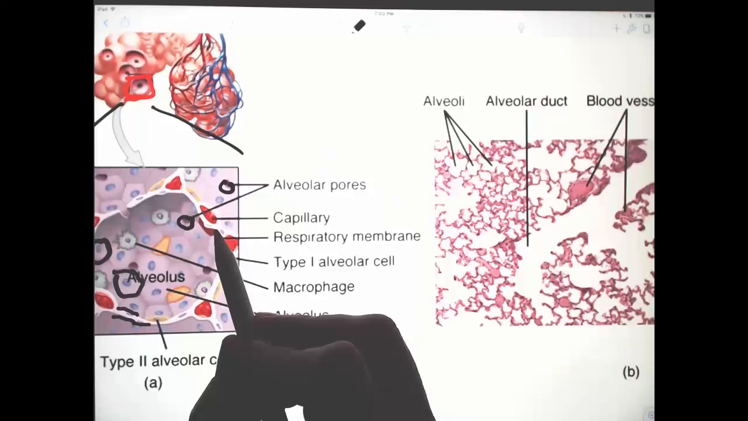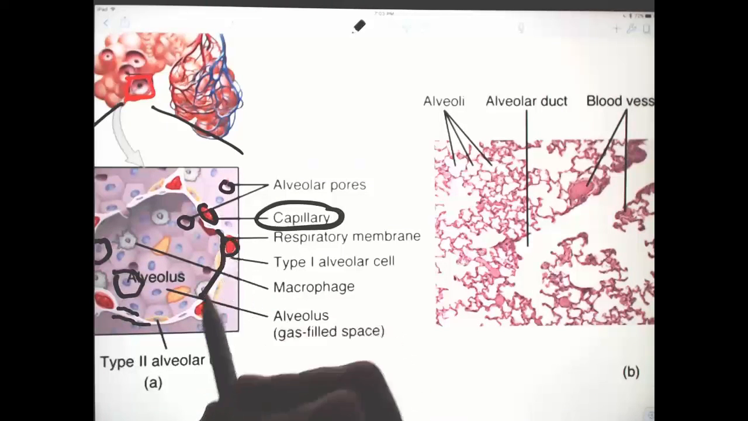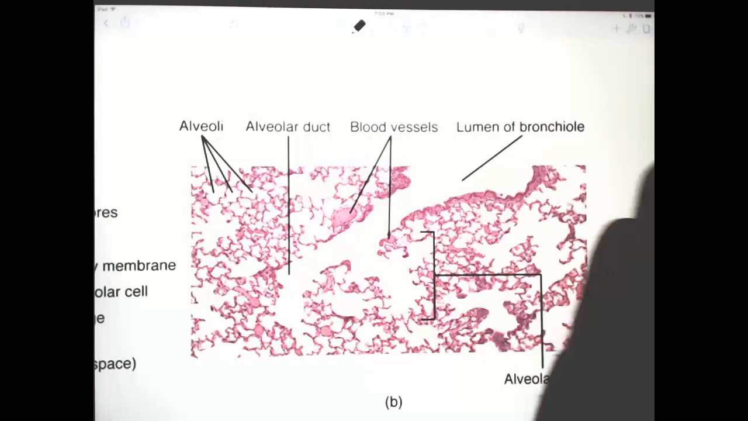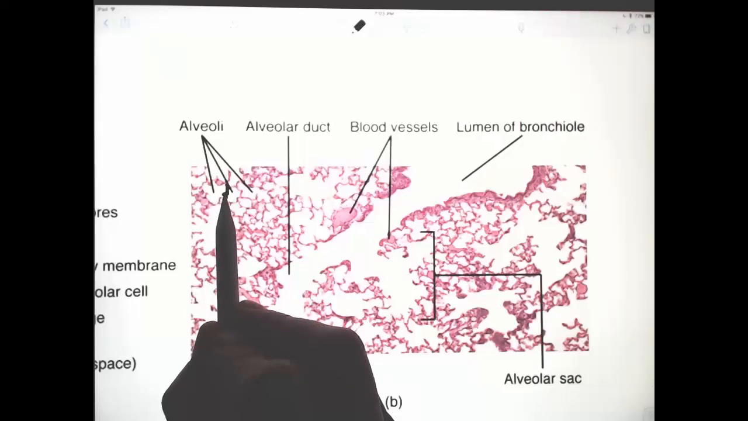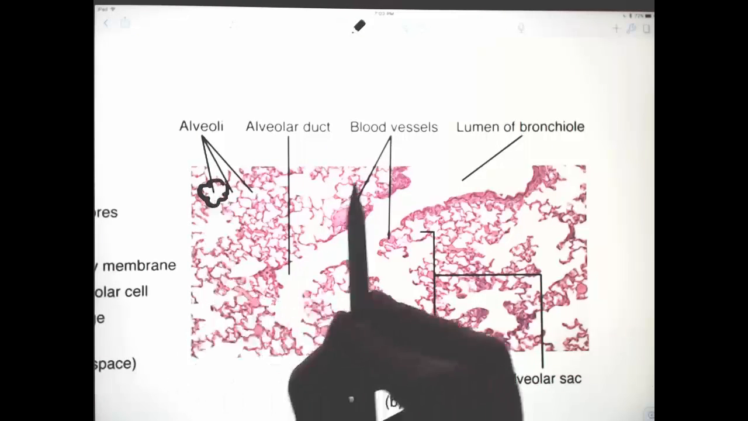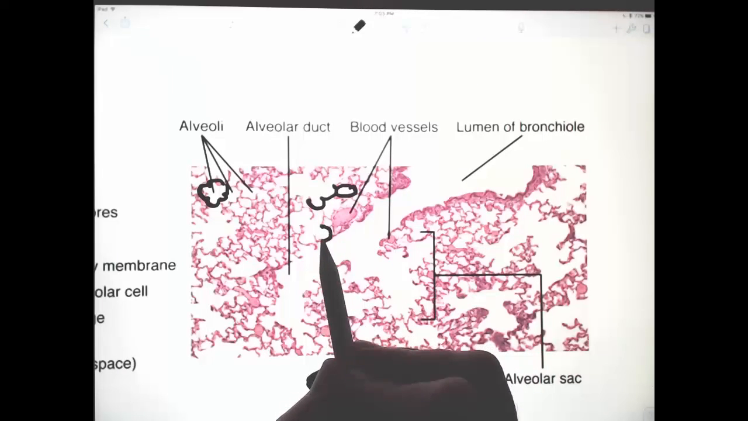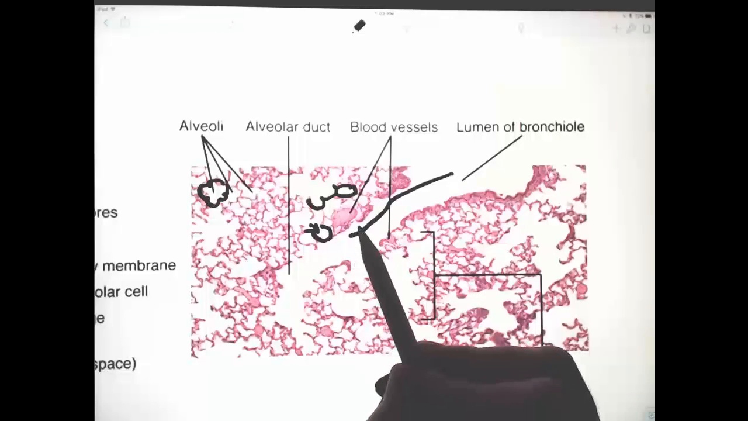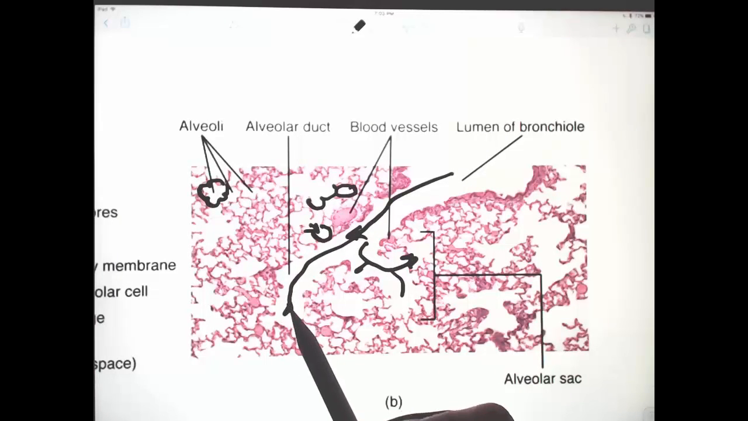So the respiratory membrane is here. Capillaries run along the surface. This would be a single red blood cell inside this capillary. This is a slice taken through the alveoli. Here you see clusters of alveoli with individual alveoli. Here's an individual alveolus, here's an individual, here's the opening into that alveolus. Here's the bronchiole, which is branching into all these little clusters of grapes.